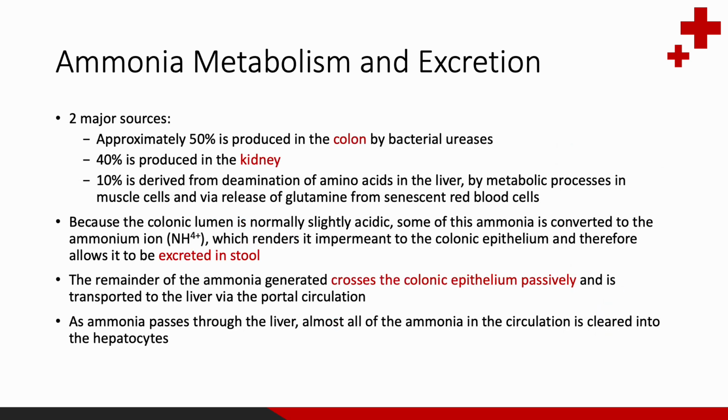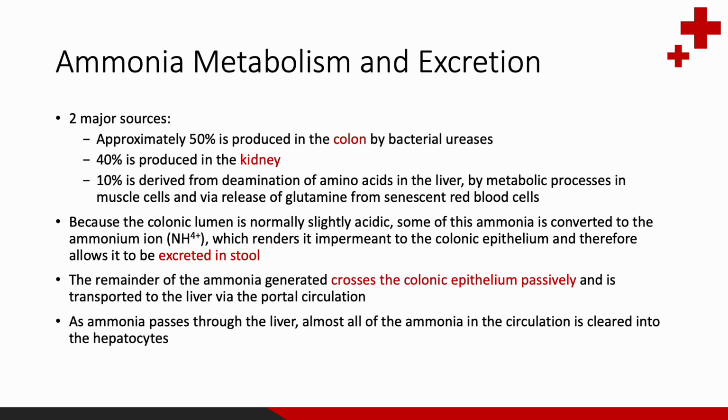Ammonia is derived from two major sources, namely the colon and the kidney. Approximately 50% is produced in the colon by bacterial ureases. 40% is produced in the kidney, while the remaining 10% is derived from the amination of amino acids in the liver, by metabolic processes in muscle cells, and via release of glutamine from senescent red blood cells.